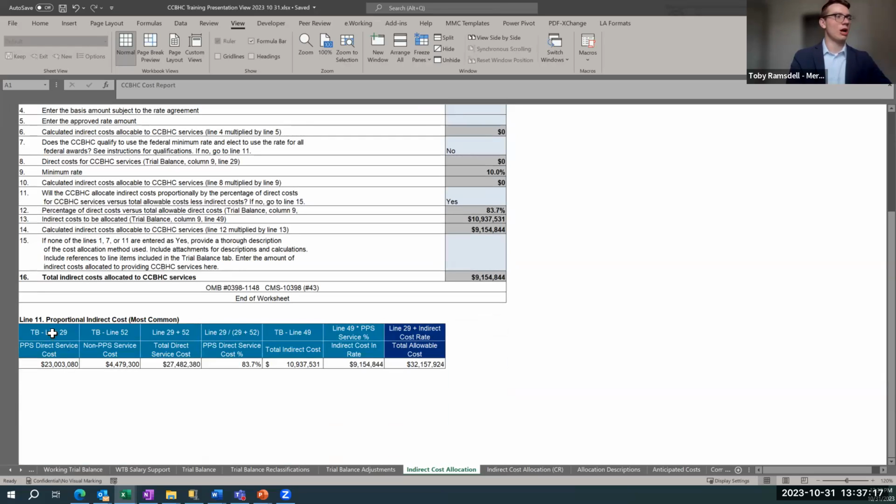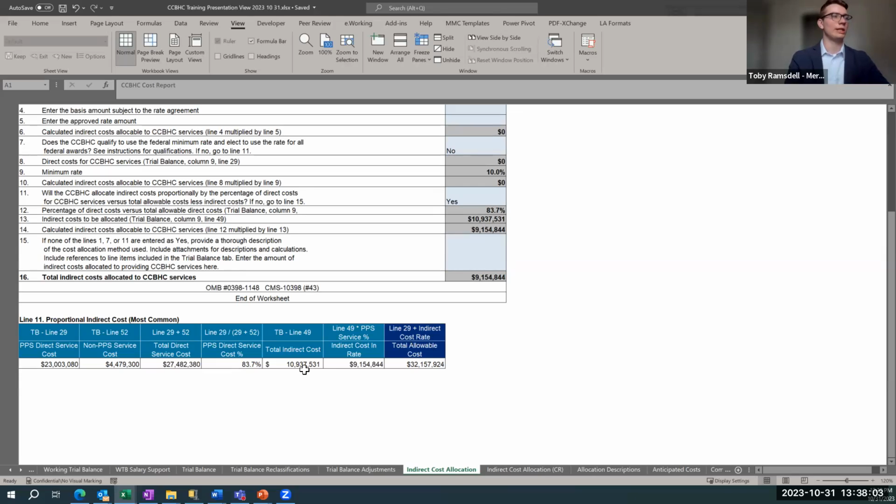So line 29 of the trial balance captures direct services for CCBHC costs. Line 52 of the trial balance captures non-CCBHC direct costs. So by adding line 52 of the trial balance plus line 29 of the trial balance, I can get the total direct service cost. Then by dividing line 29, so that is just the CCBHC direct costs, by the total direct service costs, which includes some non-CCBHC direct costs, I can get the PPS direct service cost percentage. So you'll see my 87.3% that I've calculated ties out to the amount calculated by the formula.